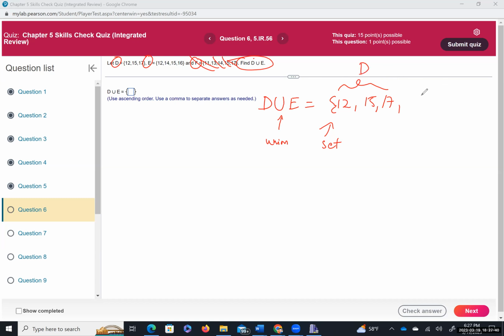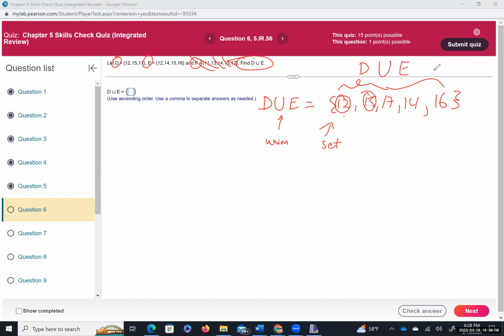And then for E, we have 12, but 12 was here already, so I don't need to rewrite it. So 14, and then 15, but 15 is in D already, so I don't need to rewrite it. And then 16, okay? So that's all of D union E.